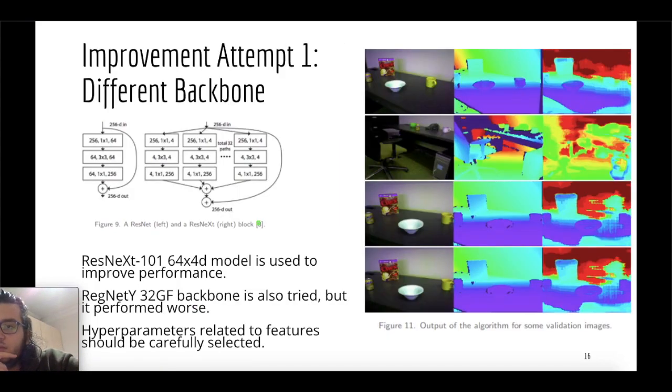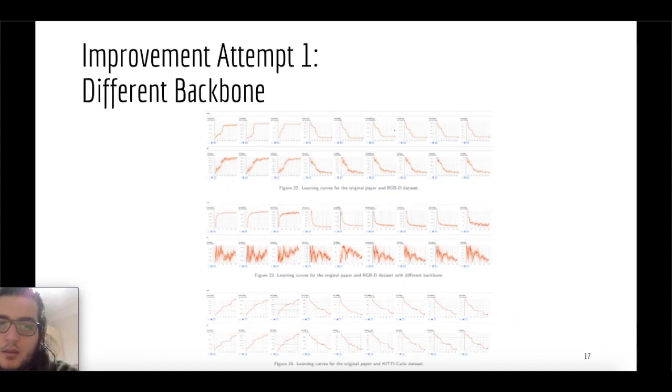And to improve these methods, my first attempt was to use a different backbone topology. I tried two topologies specifically, ResNeXt and RegNet. In the original paper, they used ResNet, and ResNeXt was the best backbone. I also observed that hyperparameters related to feature depth or feature sizes should be carefully selected, otherwise we have very bad performance. And you can also see the quantitative results from these learning curves.